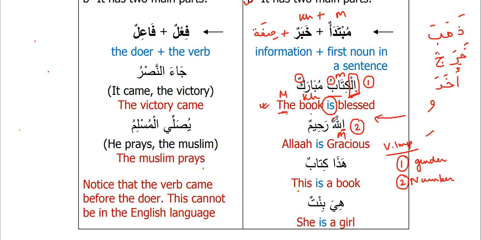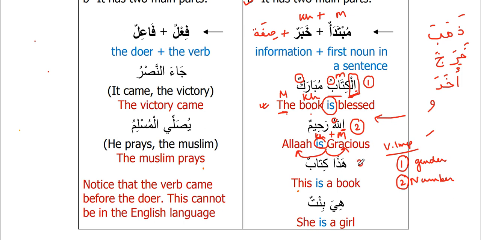Just after the mubtada, we will look for the khabar about the Lafzul Jalala. What is the khabar about the Lafzul Jalala? That Allah is Rahim, He is gracious. So you can see the translation. After is the khabar, and before is the mubtada. So Allah is gracious. Now we will see the third example.